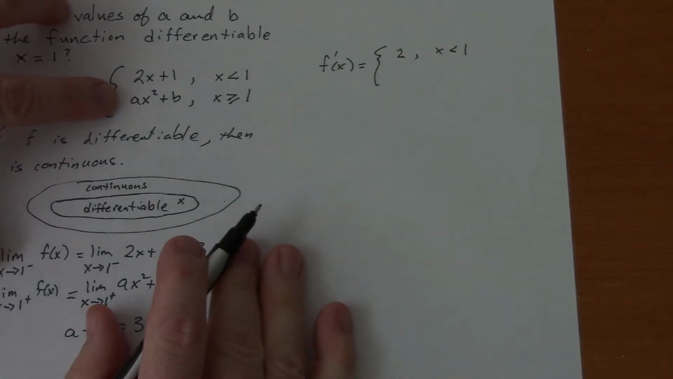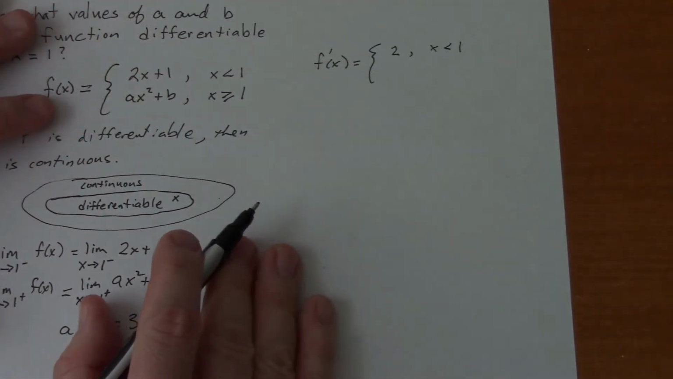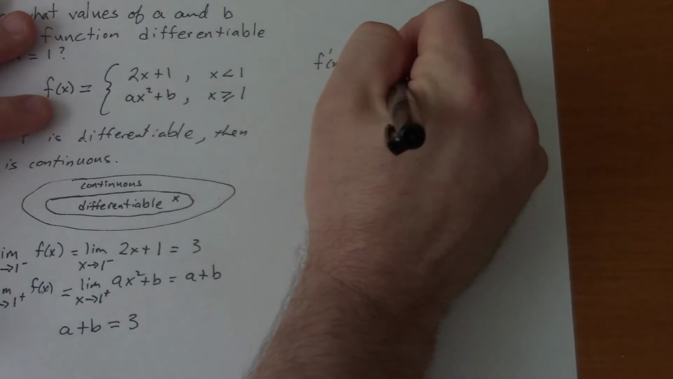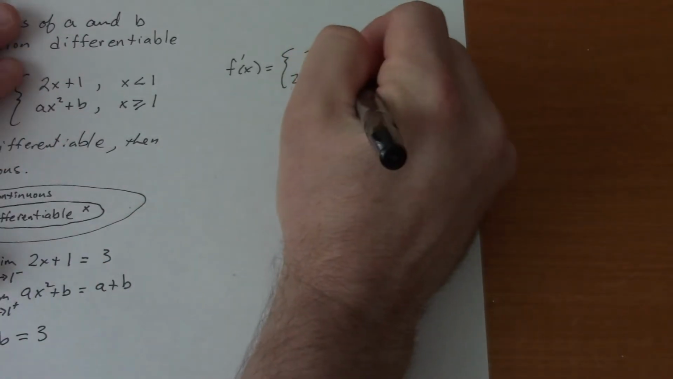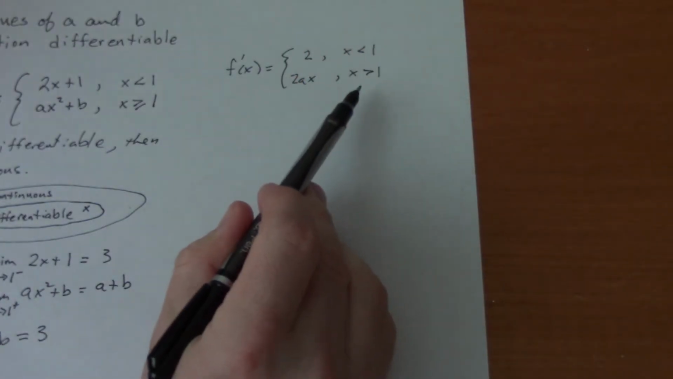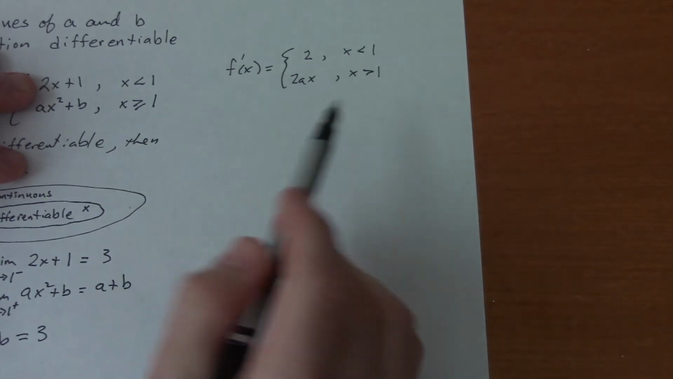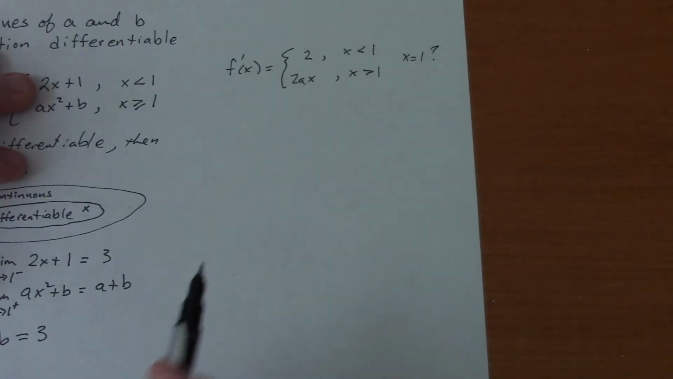And for the derivative of ax squared plus b, we have to remember that a and b are constants. So the derivative of x squared is 2x. So we're going to get 2ax for x greater than 1. Now I'm not writing equal to here because we don't really know what f prime is at 1. That's what we're trying to find out. So when x equals 1, we don't know, and we're going to solve that.